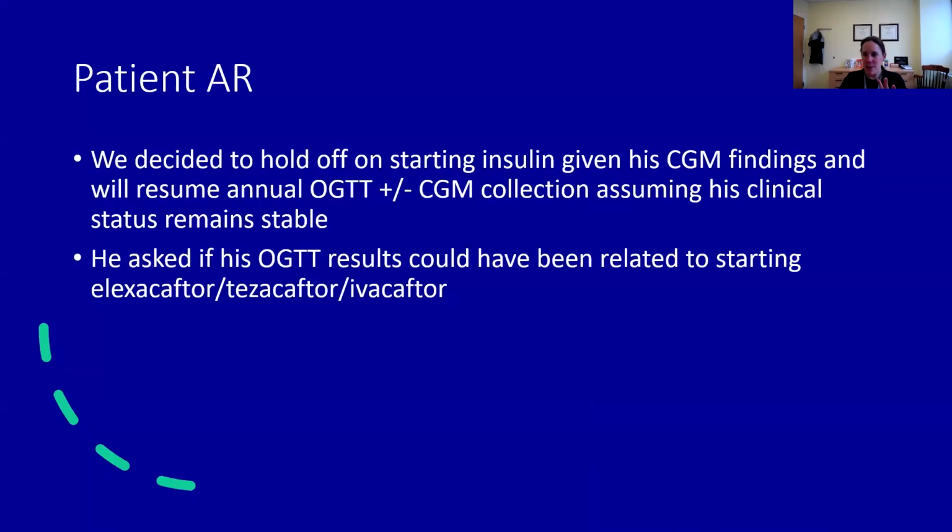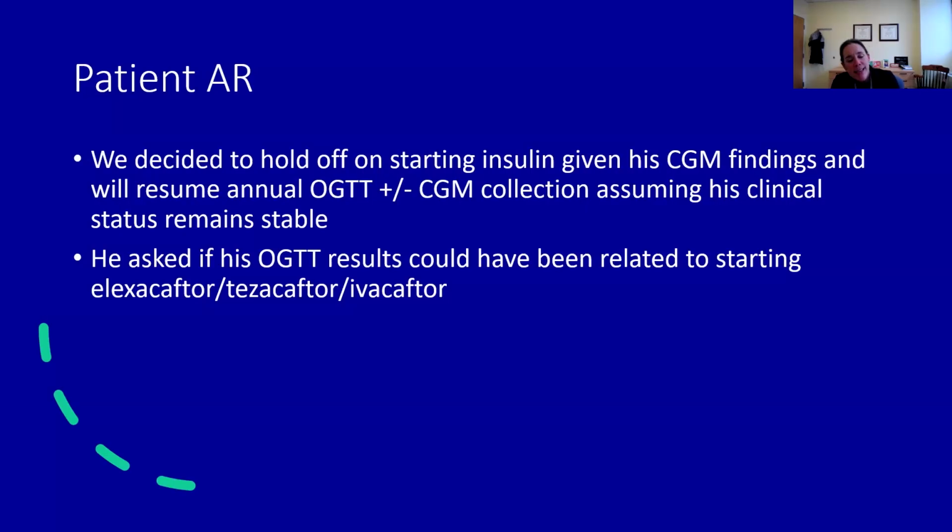All right, so back to our patient. So given his CGM findings, and given the fact that, from a pulmonary perspective, he's really already doing very well, we ended up deciding that we would not start any treatment and that we would just continue to monitor annually with an OGTT, plus or minus the CGM.